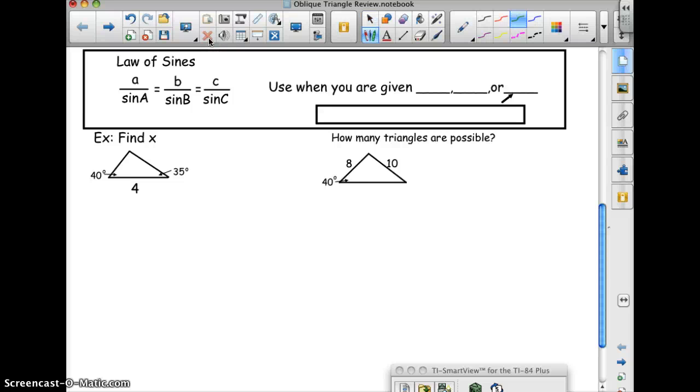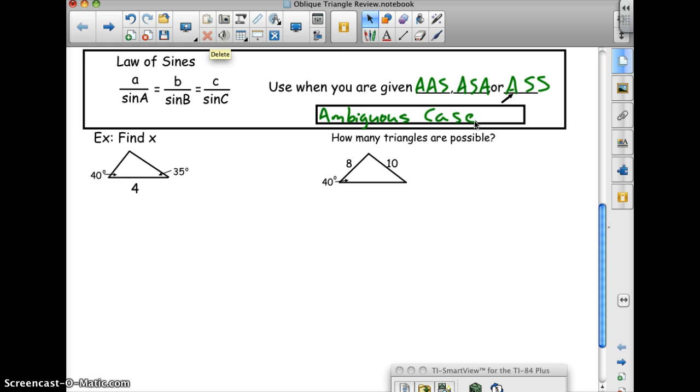Use the law of sines when you are given, okay, and you can use this when you have an angle, angle, side or an angle, side, angle, all right? And in some cases, all right, you can do it when you have angle, side, side, okay? That last one there is special. That's called the ambiguous case, right? The ambiguous case. And it's ambiguous because there could be 0, 1, or 2 triangles possible with that.